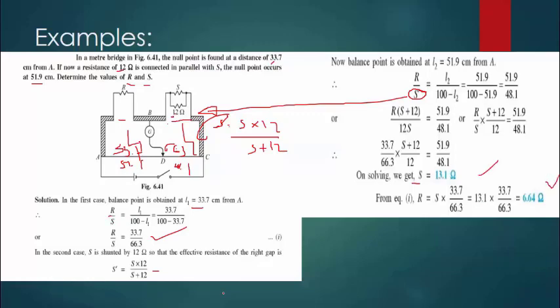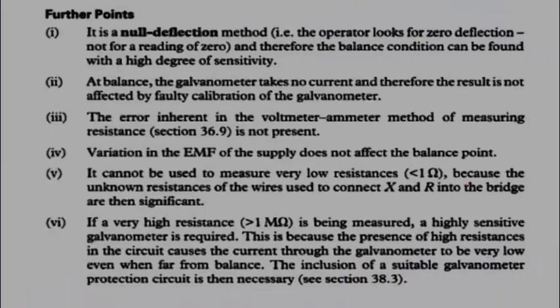So hii ndio namna ambavyo tunaweza tukafanya practical zetu tukapata values zetu kama hivyo. Cha muhimu kwenye practical ni kufuata maelekezo, otherwise these things are not difficult. Further points to note is that this method is a null deflection method. Kwa hapa kuna advantages na disadvantages. Kwa advantages zitakuwa na letter A na disadvantages kwa letter D. So first point to note is that it is a null deflection method. So the operator looks for zero deflection, wewe ukiwa kama operator wa experiment.